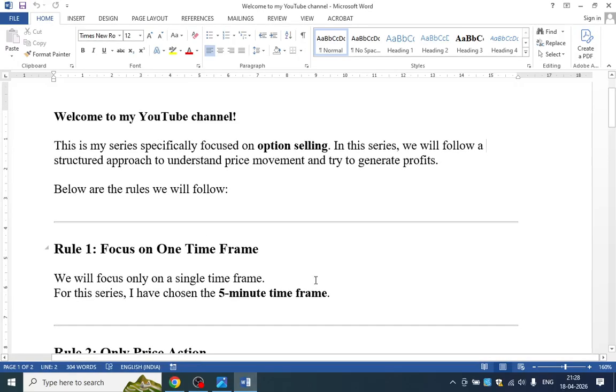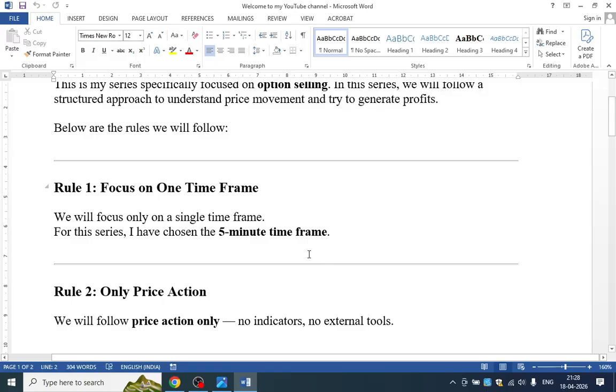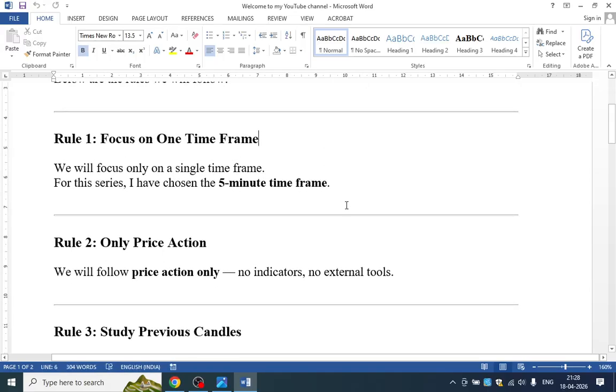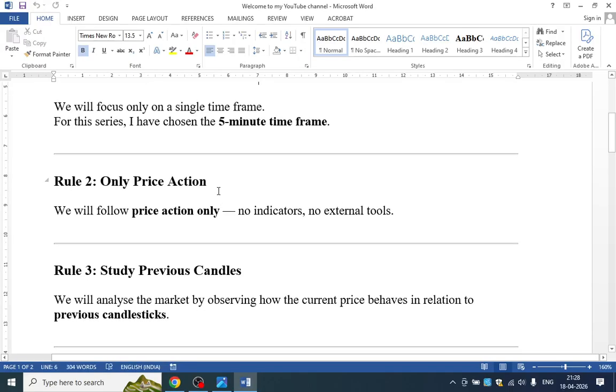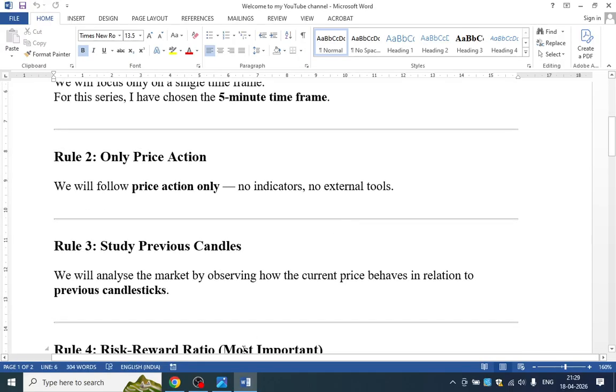the rules which I follow and I should follow. The first rule is I always focus on one time frame, that is the 5-minute time frame. I only take price action into consideration. That means no indicators, no external tools.